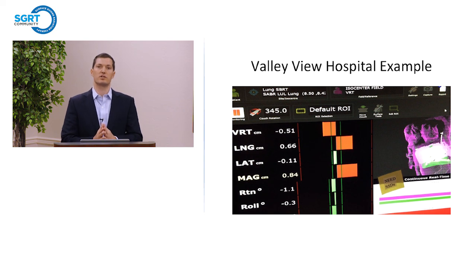So here's an example of a treatment that we did here at Valley View, and this is the actual treatment component. We've already gone through the shifts using both the orthogonal KV imaging and the cone beam CT imaging.